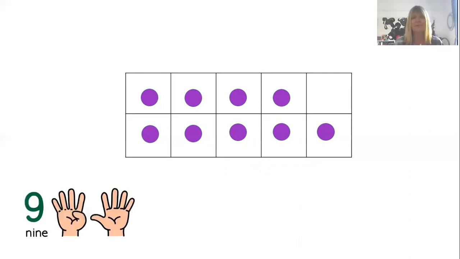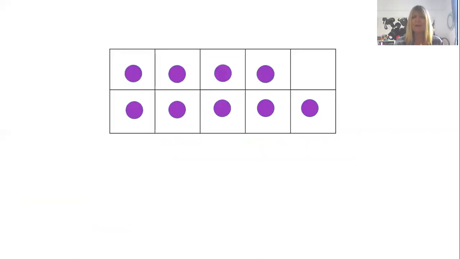Were you showing me 9 fingers? 5 fingers on one hand and 4 on the other, and you can see on the screen in the bottom left-hand corner, those are 2 hands showing 9 fingers. We've also got the numeral for 9, and we've got the word written. N-I-N-E, 9.